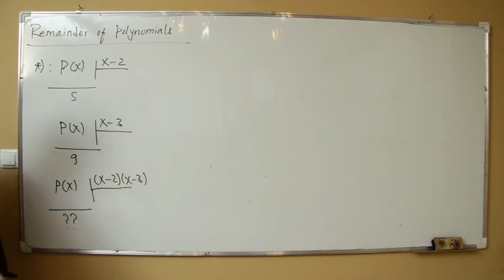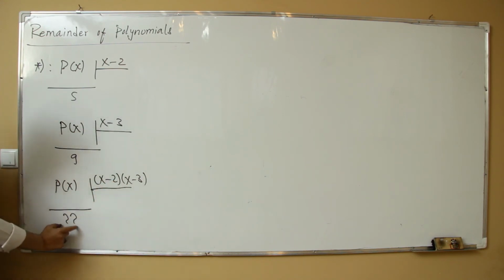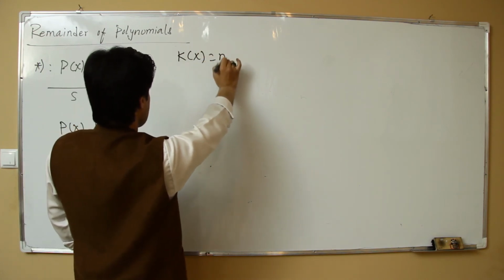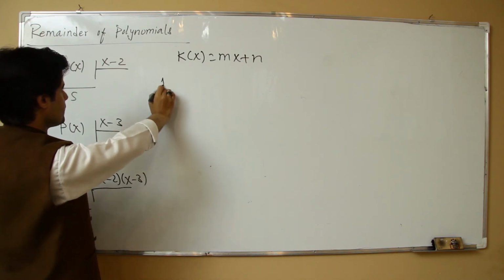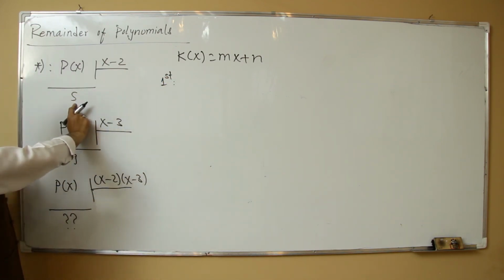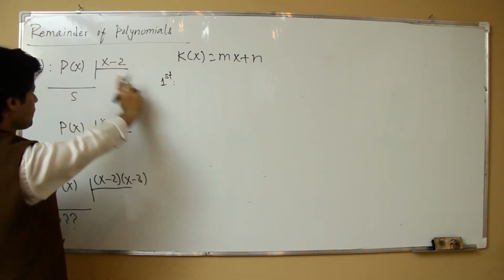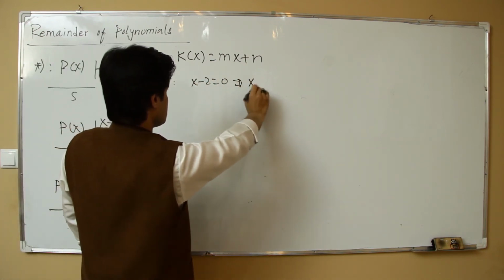p(x) is divided by x minus 2, the remainder is 5. p(x) is divided by x minus 3, it's 9. p(x) is divided by the multiplication of both of them. Now what is the remainder? First, you have to note that the remainder is mx plus n. First, find the remainder of this one. It is 5, but how can we write 5? We have to find the zero point of x minus 2. x minus 2 equal to 0, then x is 2.